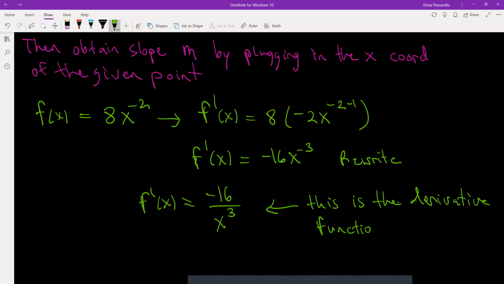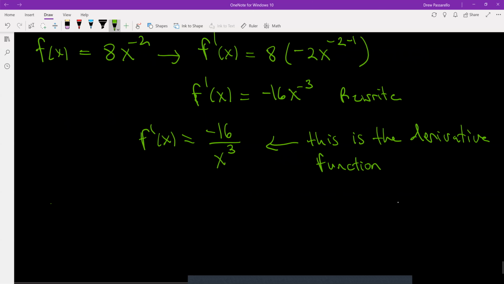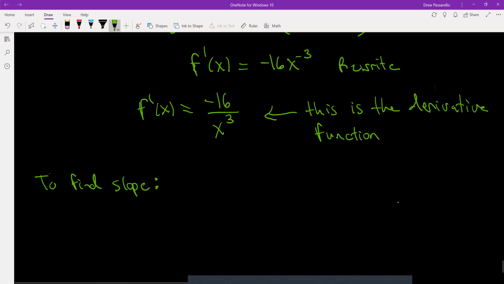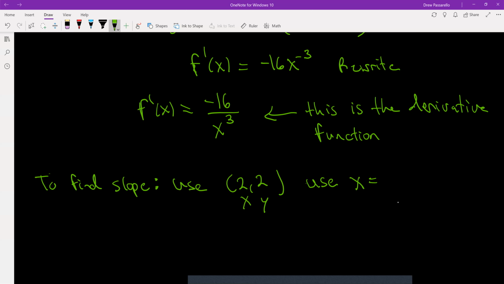Now to find the slope, the given point is 2, 2. But the x coordinate is 2. It just happens that the y coordinate's 2 based on the function. We only have variable x in our derivative, so we only focus on plugging in the x value. So I'm going to use x equals 2 since that's the x coordinate of the given point.